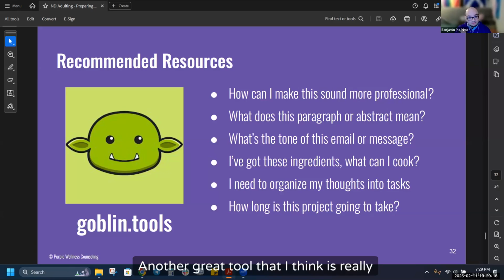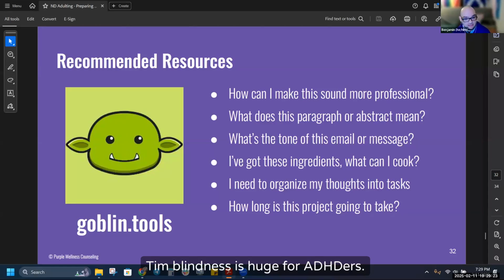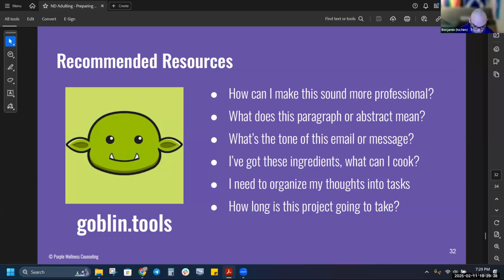Another great tool that I think is really important for folks to think about is time estimation. Time blindness is huge for ADHDers. And so if nothing else, using the tool here to help estimate how long it might take you to do something can be really useful, particularly as you try to figure out how to create a new structure for yourself and figure out how long you're going to need to do certain tasks.